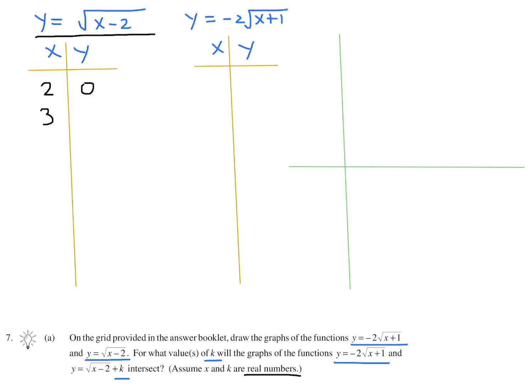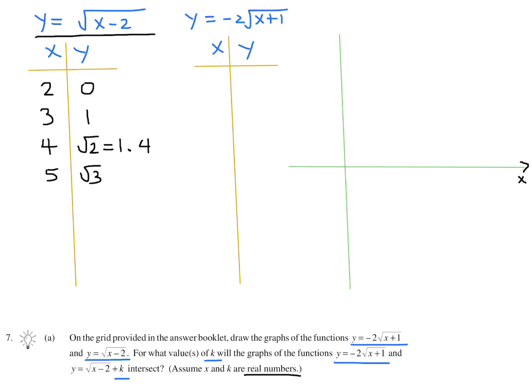When x is 3, what do we have? We've got y equals 1. When x is 4, we've got root 2, which is approximately 1.4. And when x is 5, we've got root 3, and so on. They just want a basic graph, so let's see if we can plot this out.